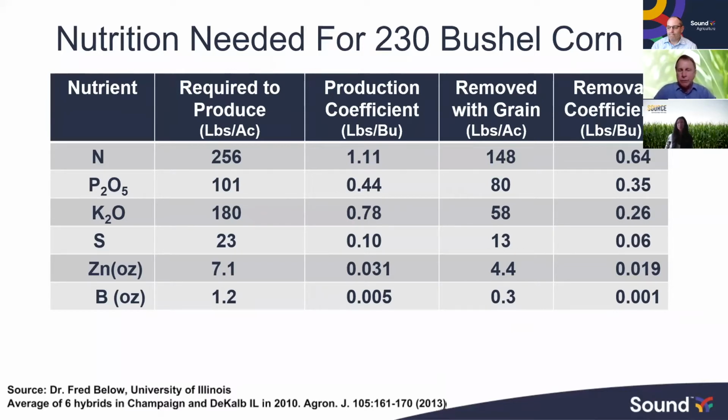plus or minus 230 bushels. We know that the average U.S. corn yield is 170 bushels to the acre. But what this slide shows is 3 macronutrients and 3 micronutrients that are really important to corn growth and development. We know that there's 17 different nutrients that are essential for corn growth and development.